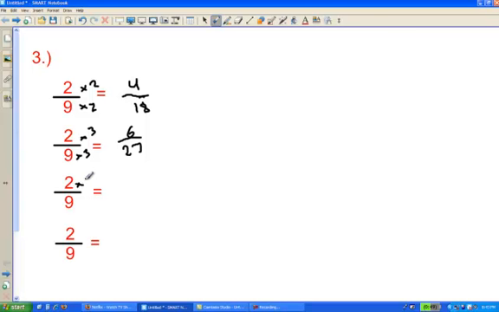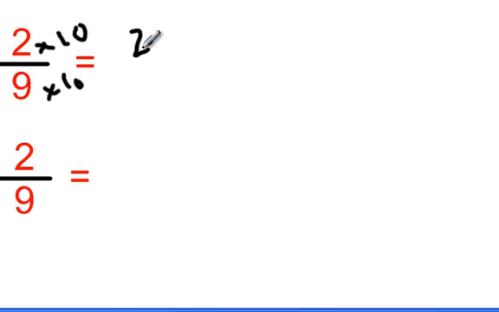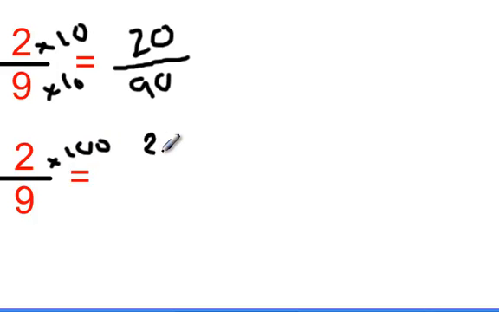I'm going to do times 10. I really like multiplying by 10 because it's so easy to do the math, regardless of what the numbers are. So 20 over 90. All you have to do is add a 0 to whatever your numbers were. And then for this one, we'll do times 100. Just add 2 zeros. I get 200 over 900.